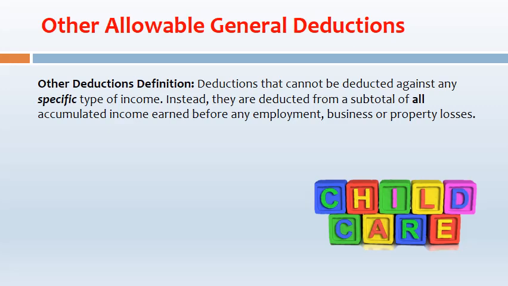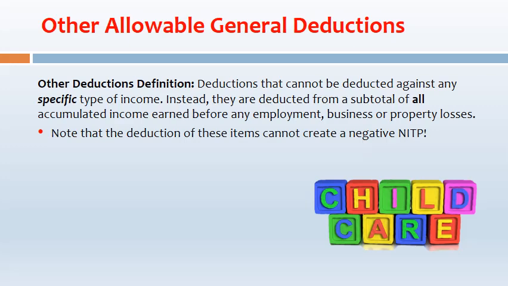I now want to talk about other allowable deductions. Now, these deductions are deductions that can't be deducted against any specific type of income, meaning these aren't employment income deductions. They aren't business income deductions. They're deductible against a subtotal of all those types of income earned before we evaluate whether or not there are any losses from employment, losses from business, losses from property. Hopefully this will make sense. I'll show you the whole formula later on and how this fits in, but let's talk about some of these specific other general deductions.